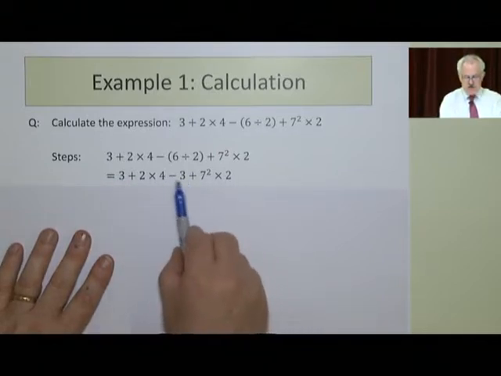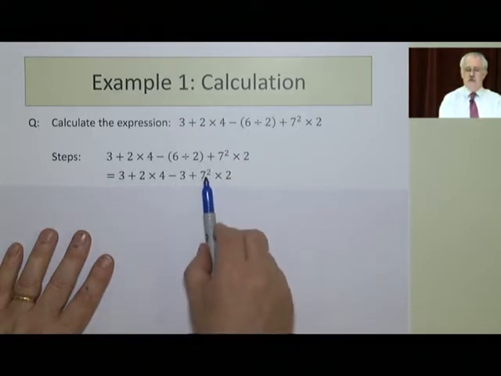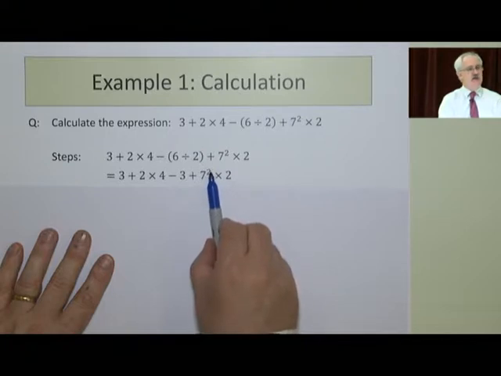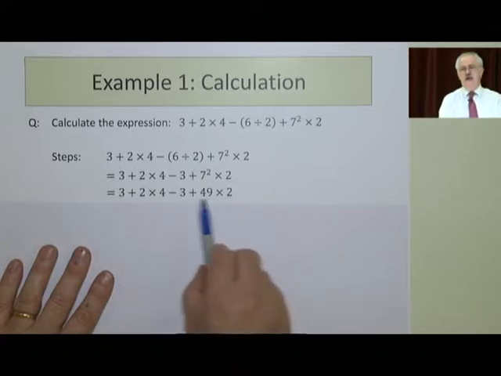We now look across and say there's no brackets. Are there indices? Yeah, there's one here. 7 squared is an index. So we do that next. So that 7 squared becomes 49. And everything else stays the same.